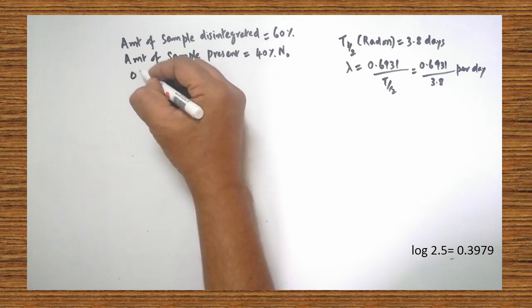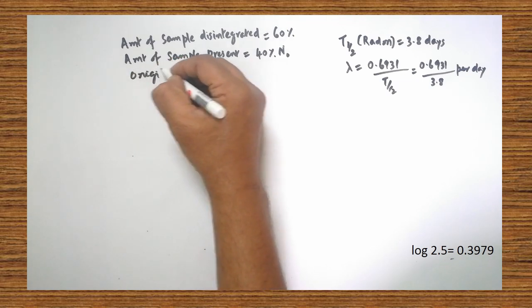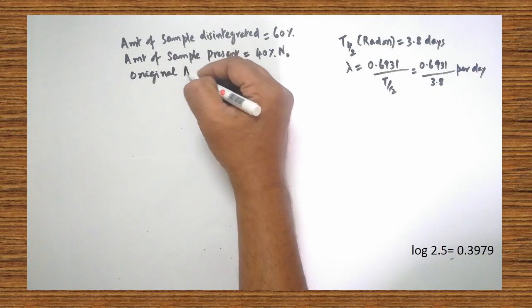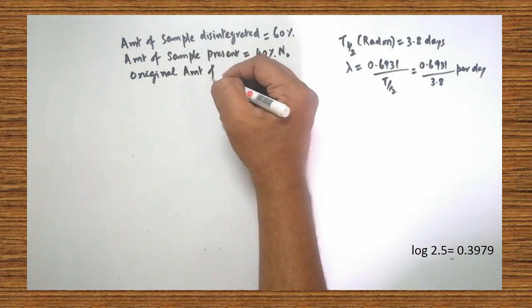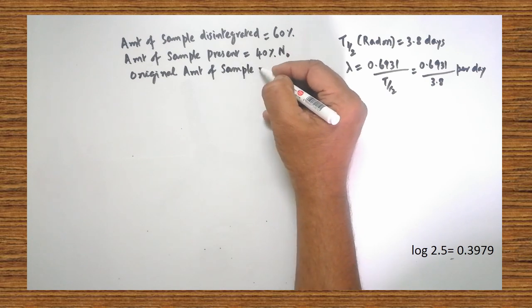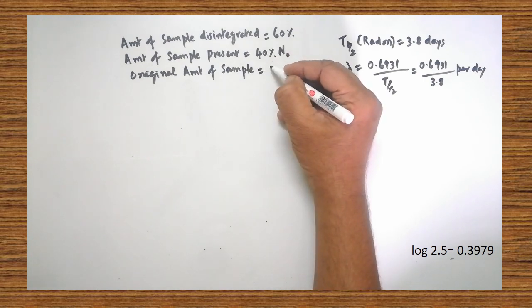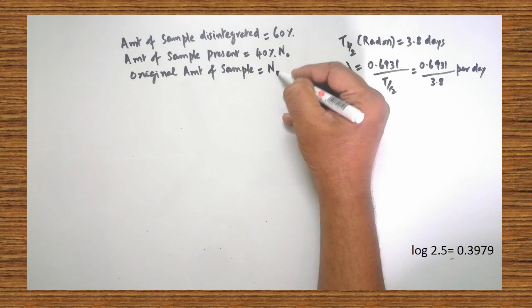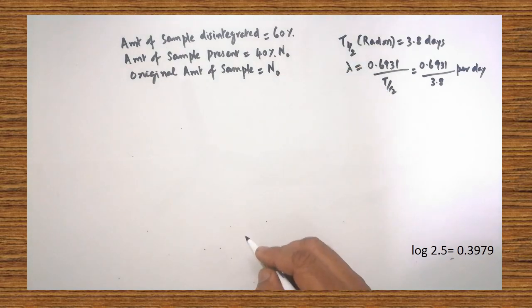The original amount of the sample, that is before the disintegration starts, how much percentage? 100%. That should be taken as N naught. So all details are written here.